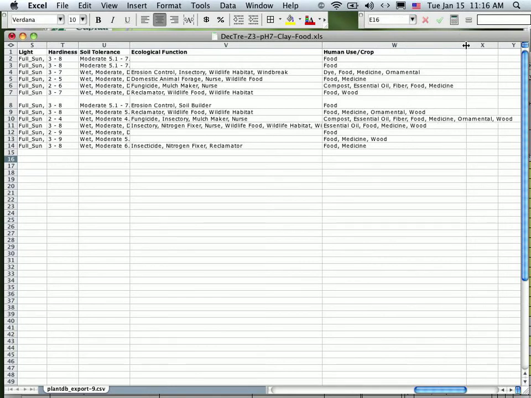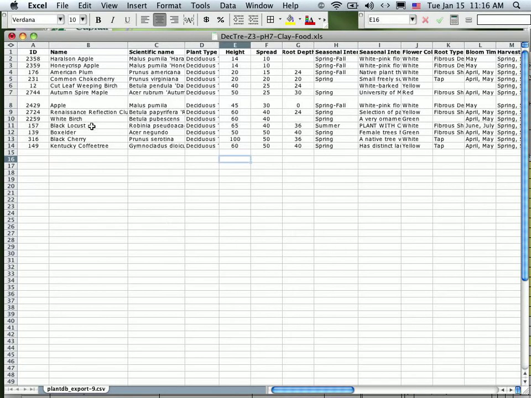So everything that we have going in has some kind of food, either in the fruit or some other kind of harvest. Sometimes it's like an apple you're just going to pick, and other times it's something from the roots or something that needs to be processed in order to make it edible. So these are the plants that we have. We have them in order of spread.